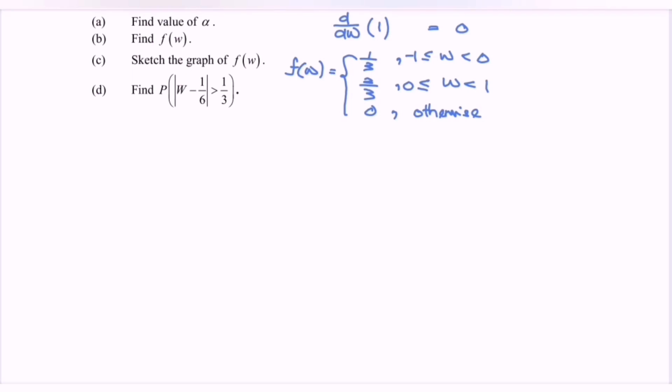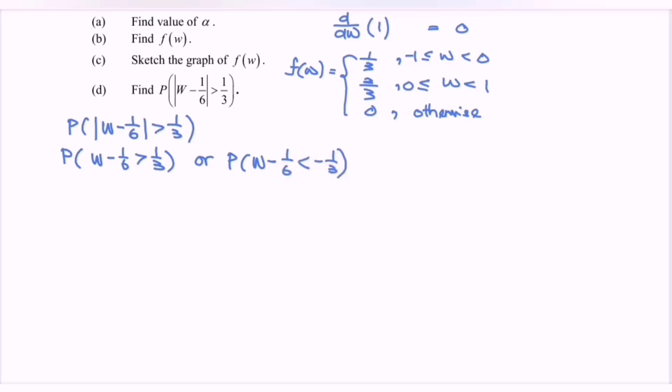Kindly refer to D. What we have to do is to find the probability that the modulus of W minus 1 over 6 is greater than 1 over 3. So kindly refer to the definition. We have the definition: probability that W minus 1 over 6 is greater than 1 over 3, or probability that W minus 1 over 6 is less than -1 over 3. So kindly simplify the situation. We have 1 over 3 plus 1 over 6, and we will have 1 over 2. Plus, probability that W is less than 1 over 6 minus 1 over 3, so we will have -1 over 6.